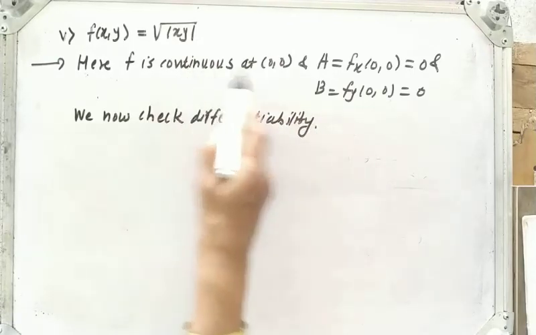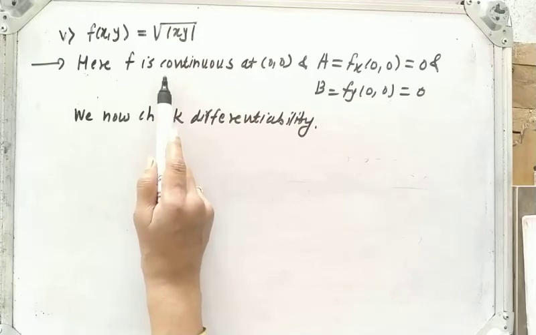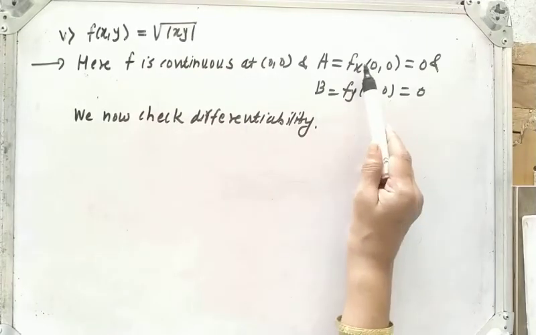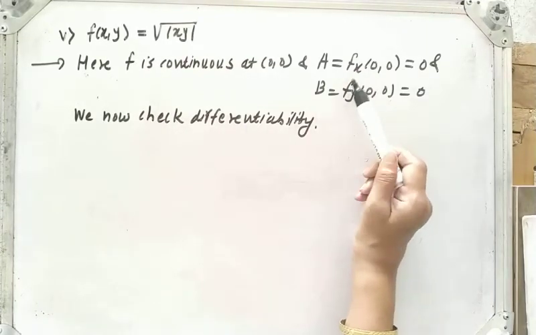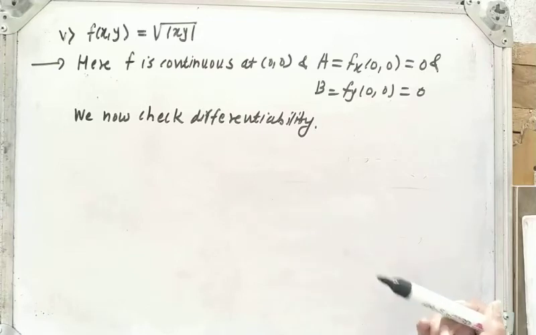Why are we using these two conditions first? Because if we find here that the function is not continuous, then we can say it is not differentiable. Also, if we find that one of the first order partial derivatives does not exist, then we can say that the function is not differentiable. Therefore, there will be no need to use the equation for differentiability further, like in the first or second example.